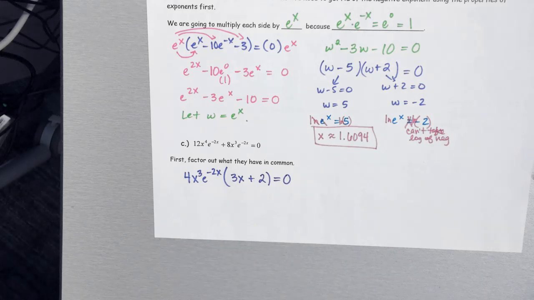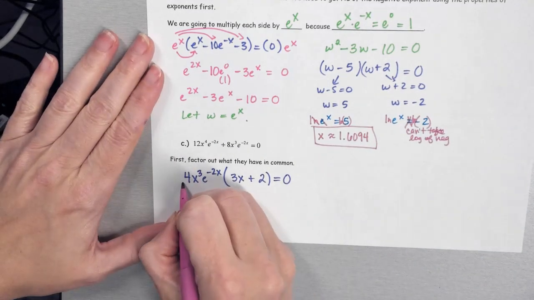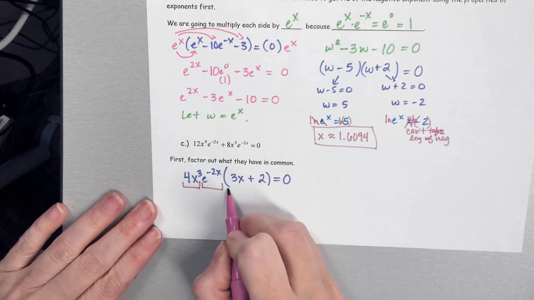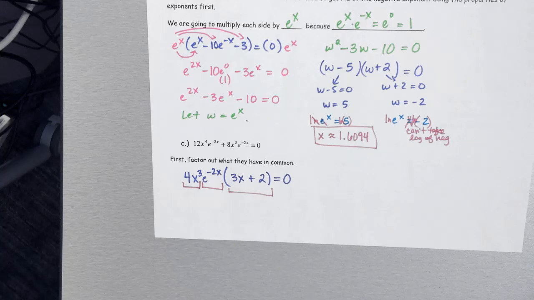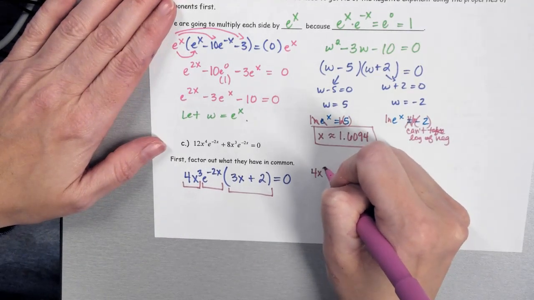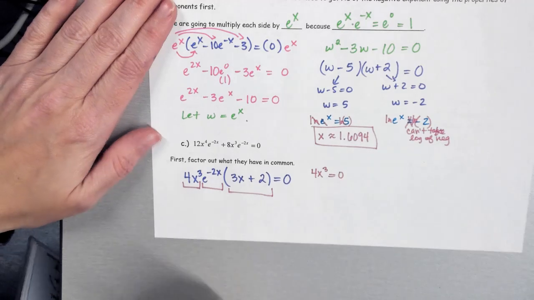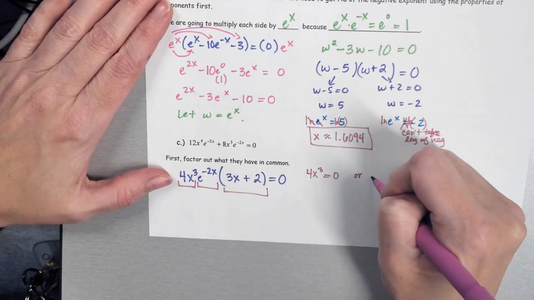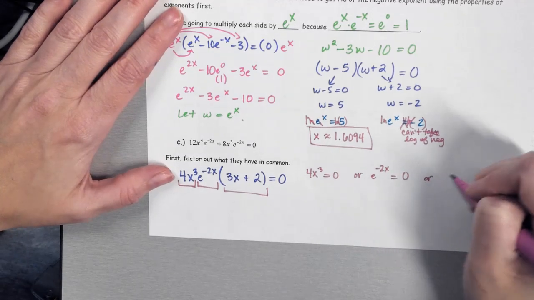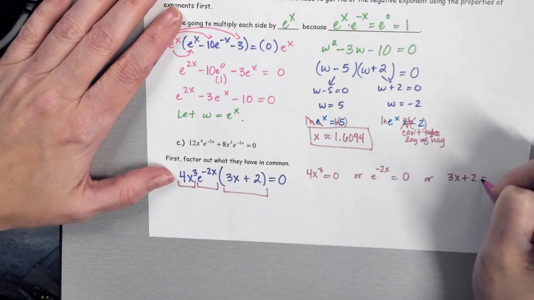Okay, so what we're going to do here is we're going to treat each term as a different factor. So this is going to be a factor, this is going to be a factor, this is going to be a factor. They're split up like that because you have 1, 2, 3 x's that you have to solve for. Okay, so either 4x cubed equals 0, or e to the -2x equals 0, or 3x plus 2 equals 0.